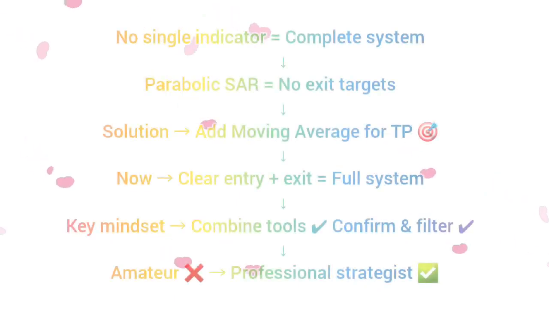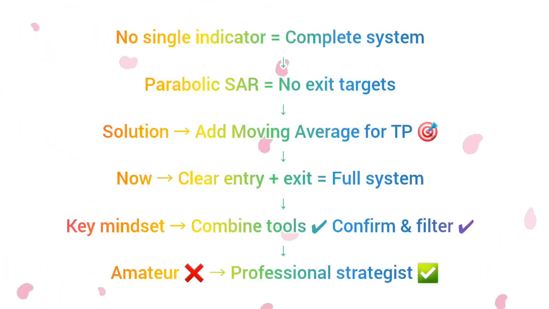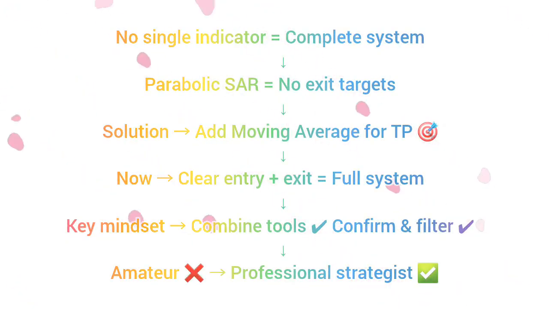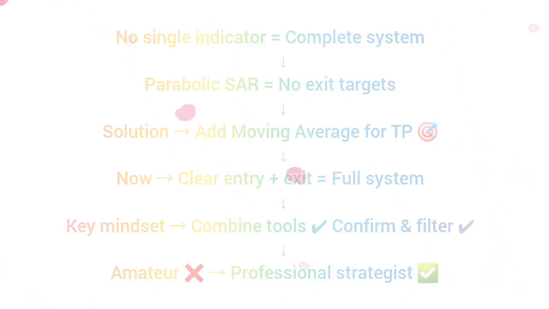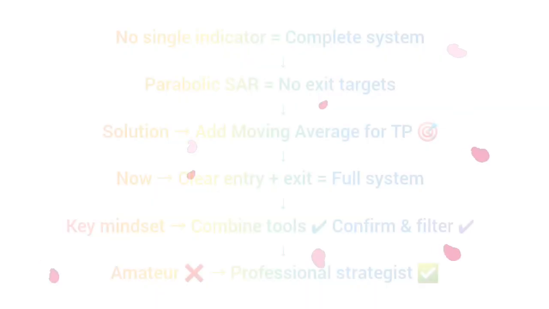In the final step, we understood that no single indicator is a complete system. The art of professional trading lies in combining these tools to support each other. For our parabolic SAR strategy, we learned that since it provides no exit targets, we must complete the system by pairing it with another tool, like a moving average, to act as our logical take-profit level. This creates a full mechanical trading plan with a clear entry and exit.